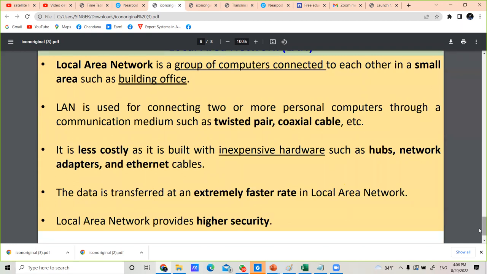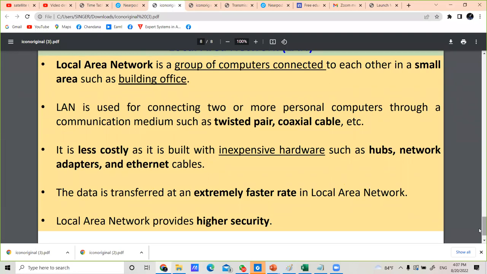Local area network is a group of computers connected to each other in a small area. It says local area network is a collection of computers connected with each other through small areas, such as a building or office. The most suitable transmission media to establish a local area network, here giving some examples, are twisted pair or coaxial cable. Twisted pair is actually one of the most popular transmission media used to connect computers with each other.